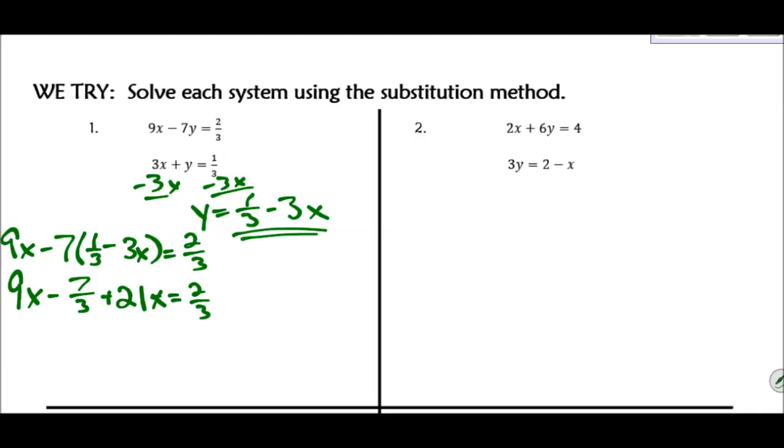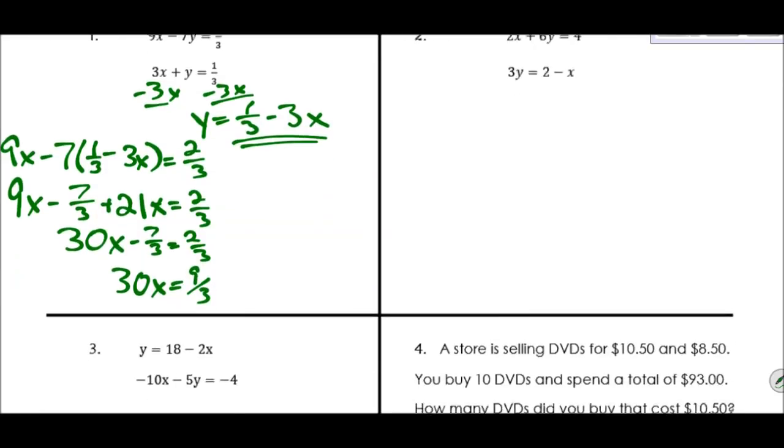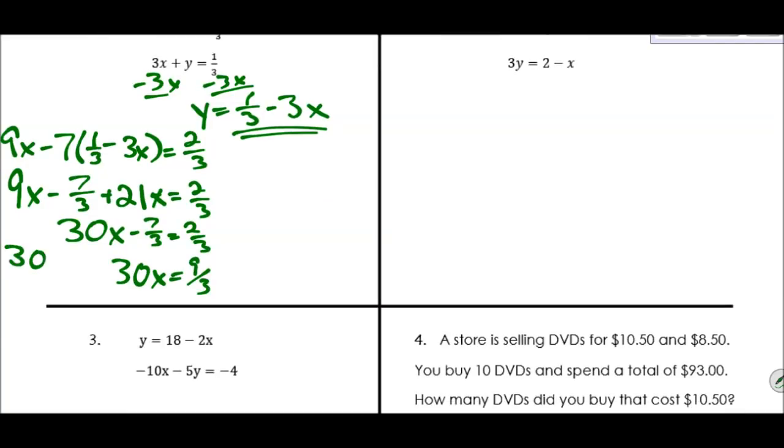Now I have to combine like terms. That gives me 30x minus 7/3 equals 2/3. And now I can add that 7/3 to both sides. That gives me 30x equals 9/3, or 30x equals 3. That means that x is 1/10. You can also write that as a decimal, it's just 0.1 if you want.